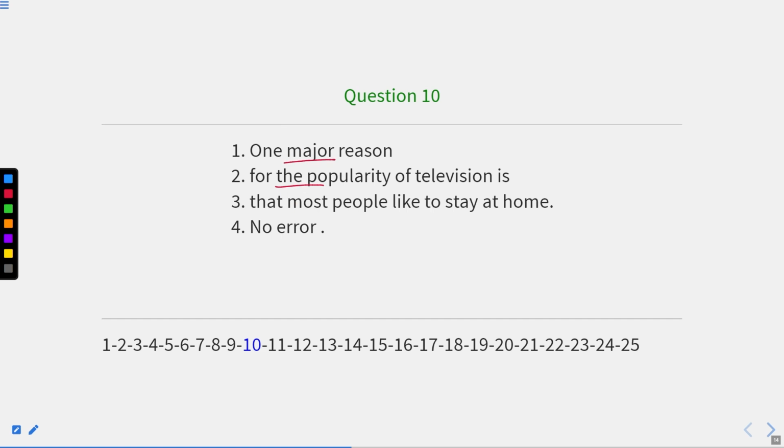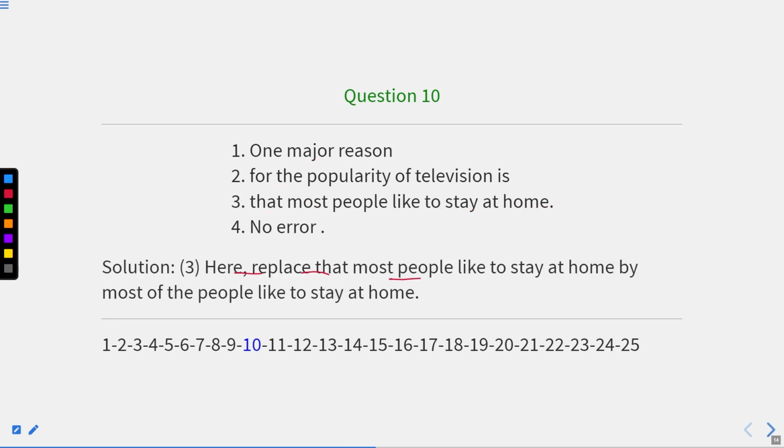One major reason for the popularity of television is the most people like to stay at home. So one major reason for the popularity of television, what is it? Is it that most people? It means most of the people. Not most people. Most people means many of the people. Now here we are talking about most of the people. So here replace most people like to stay at home by most of the people like to stay at home. So here before most we need to write the.